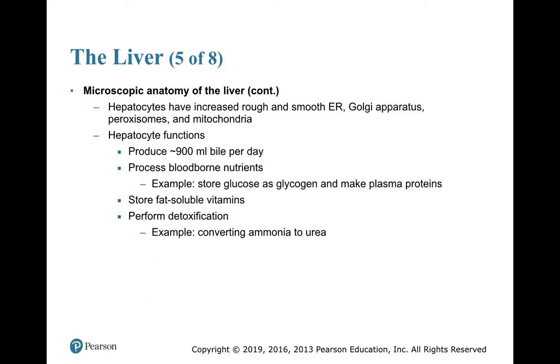Hepatocytes have a lot of rough and smooth endoplasmic reticulum. They have a lot of Golgi apparatus, peroxisomes, and mitochondria, so they are doing a lot of work. They produce about 900 milliliters of bile a day. They process blood-borne nutrients. They store glucose as glycogen, make plasma proteins. Fat-soluble vitamins are stored in the liver, and they are very important for detoxification. They convert ammonia to urea.